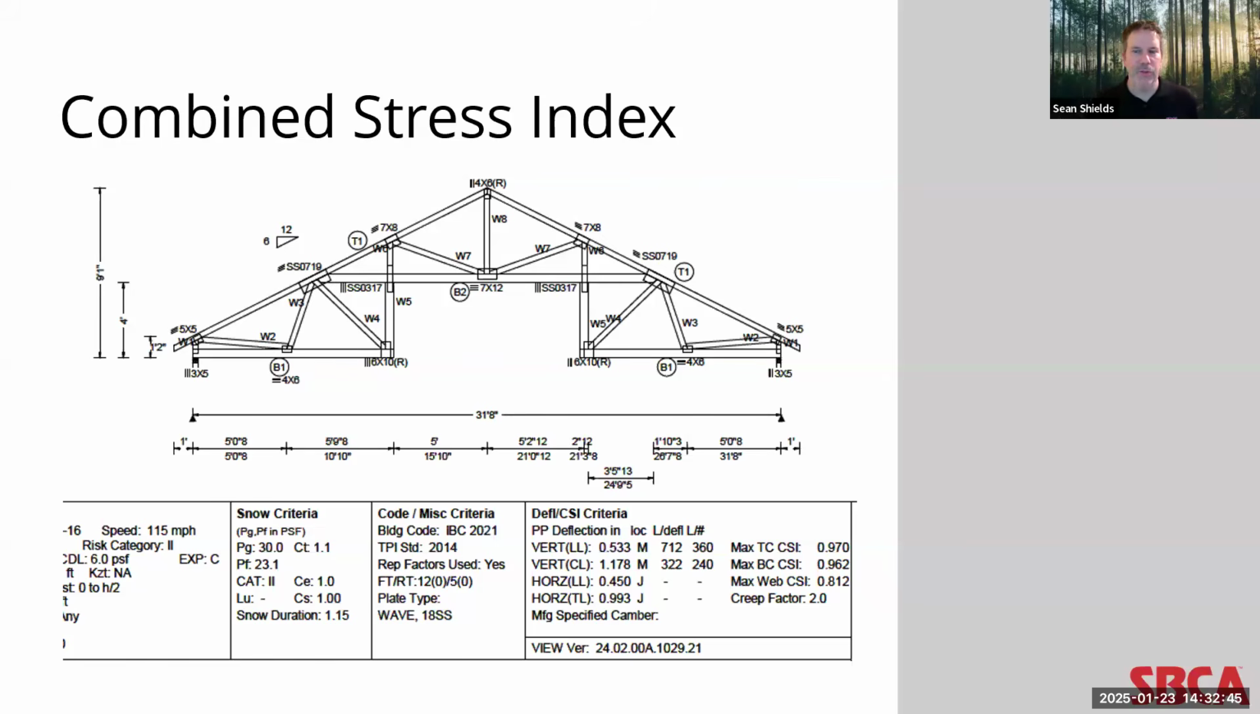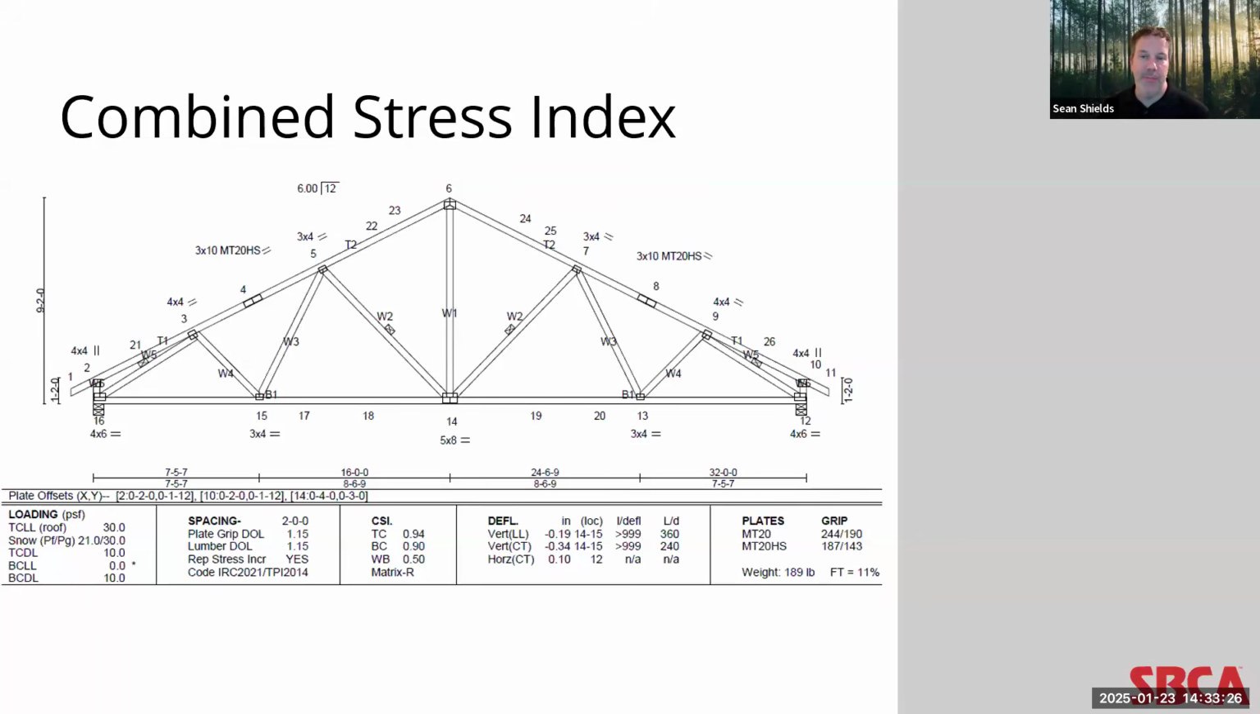As you can see in this truss design drawing, it'll list the CSIs in this fourth column on the right. The CSI for the top chord, so the TC CSI, is 0.970. It's pretty good. The CSI for the bottom chords is 0.962. And the max CSI for the webs is 0.812. These are all pretty close to 1, so this is an incredibly efficient truss, and the truss designer will get a gold star for designing this particular one.